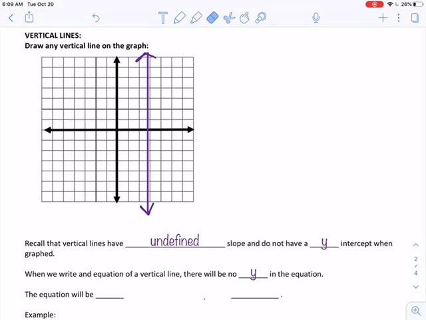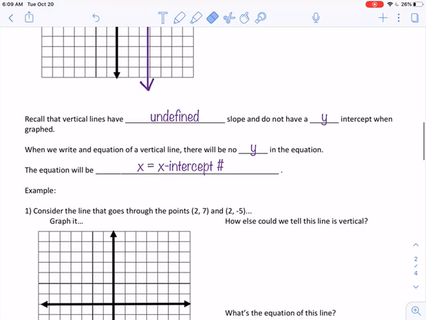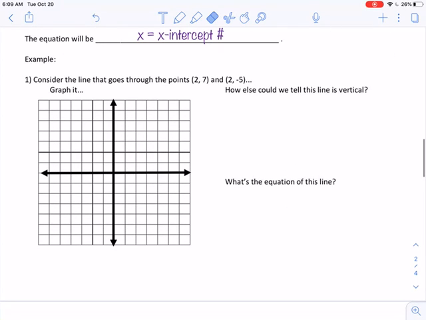So this equation is just going to be x equals, and then whatever that x-intercept number is. Okay, so horizontal lines is y equals, and then the y-intercept. Vertical lines are x equals and the x-intercept. Okay, so let's graph this one.